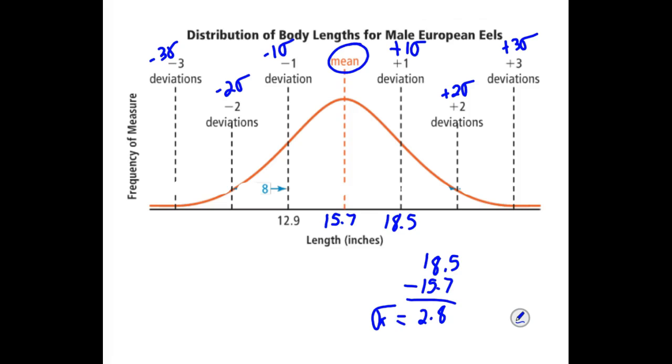All right, I'm going to go ahead and pause the recording. I want you guys to fill in the rest of the numbers on the bottom. All right, let's move to the top end here. 18.5, if we add 2.8, right, we're going up in increments of 2.8. What would we get?